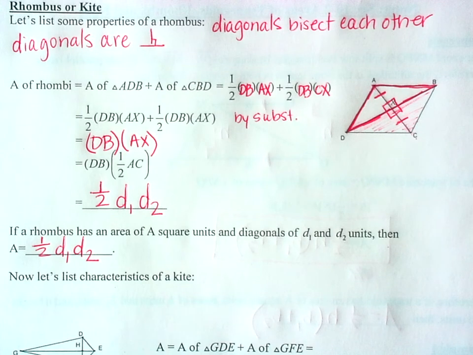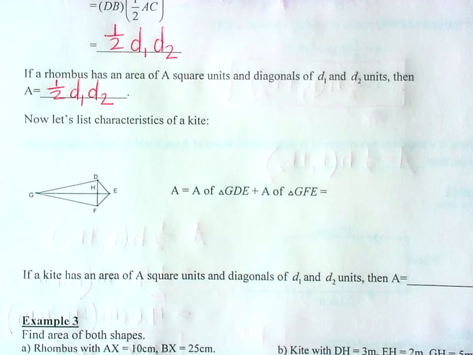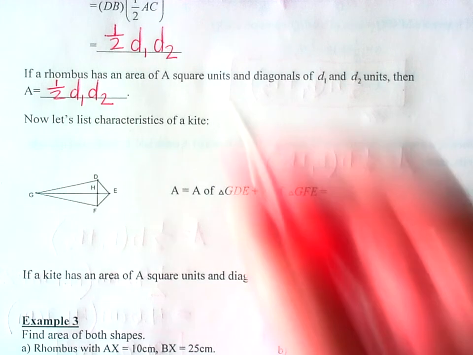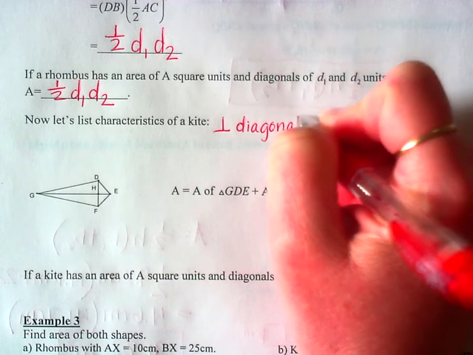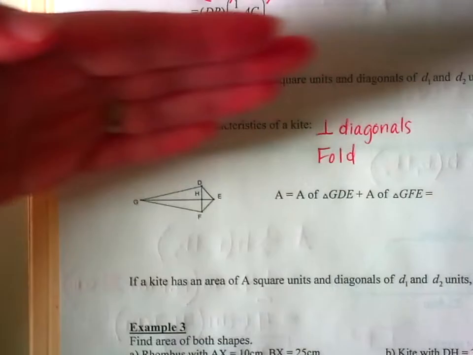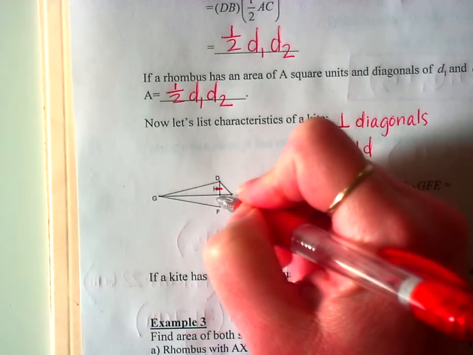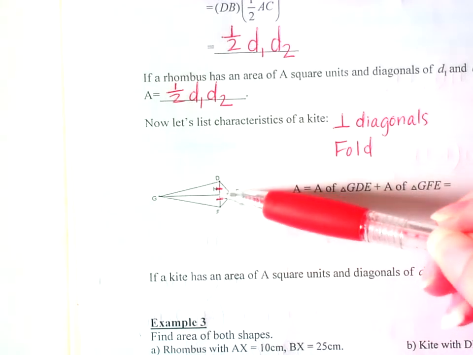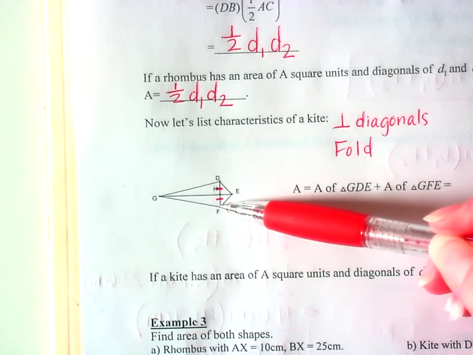Okay? Now, I could basically go through that same type of exercise with a kite. A kite is not the same as a rhombus. One's a parallelogram and one is not. But a kite also has perpendicular diagonals. And remember, you can fold a kite. So if I took this kite right here and I folded it down, this part here would be equal to this part here. So this diagonal is bisected.